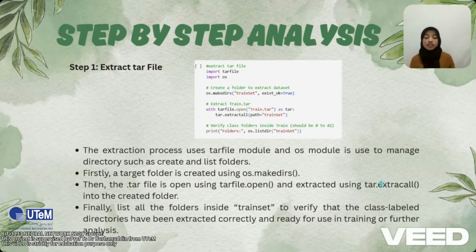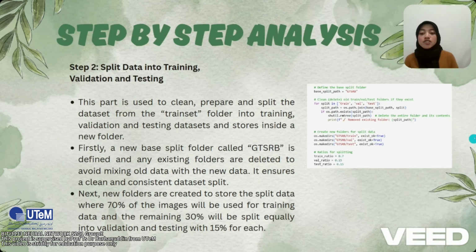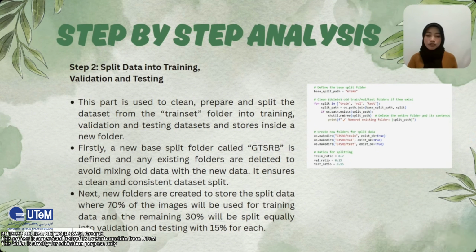So let's go into more detail in the step-by-step analysis. First of all, for step 1, a target folder will be created, and finally we list all the folders inside the train set to verify that the class label directories have been extracted correctly and are ready for use in training or further analysis. Next, a new base split folder will be defined and any existing folder from before is deleted to avoid mixing the old data and the new data. Next, new folders are created to store the split data, which is 70% for the training data and the remaining 30% will be split equally for validation and testing.